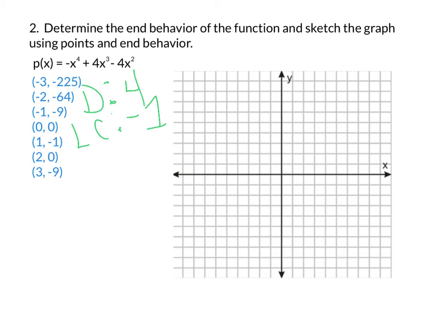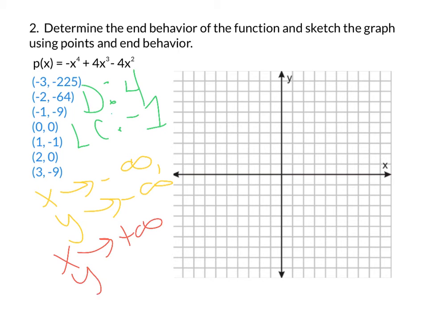So my end behavior in terms of symbols would be as x approaches -infinity, y also approaches -infinity. And as x approaches +infinity, my value of y approaches -infinity.